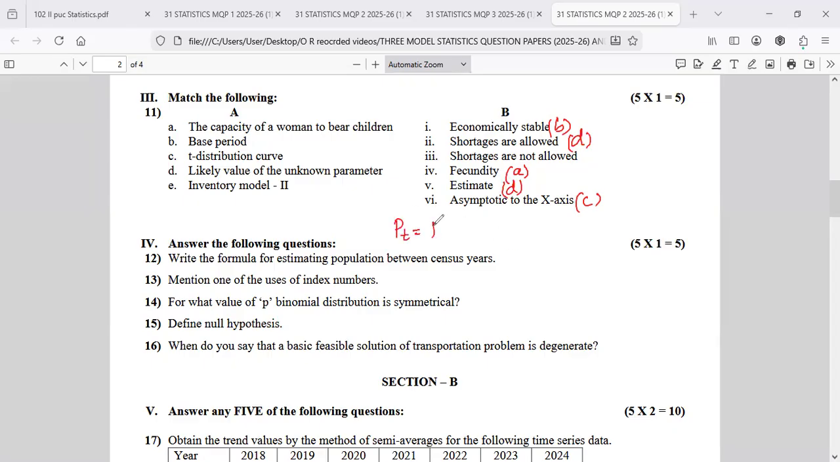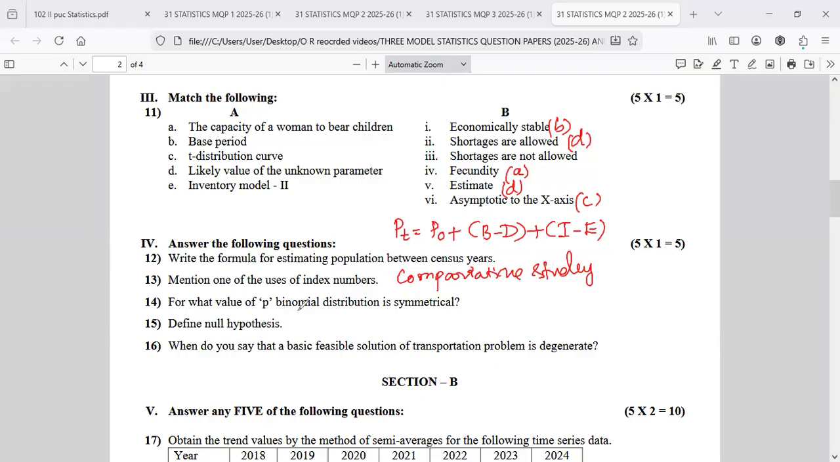P_T is equal to P naught plus births minus deaths plus immigrants minus emigrants. Mention one use of index number. It facilitates comparative study from base year to current year.